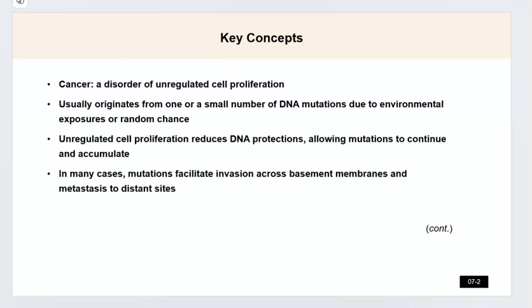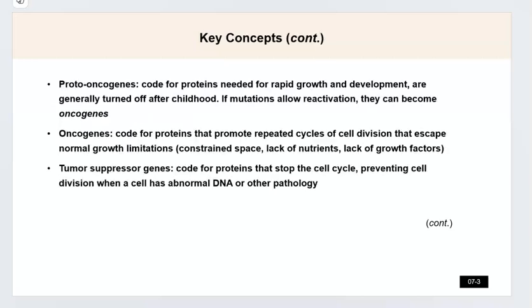When you have an unregulated cell that can copy itself over and over, that reduces DNA protections, and that allows mutations to continue, and then they accumulate. In many cases, the mutations facilitate invasion across the basement membrane of the cell, and that allows distant metastasis. We're going to talk about the differences between proto-oncogenes and oncogenes, as well as tumor suppressor genes.